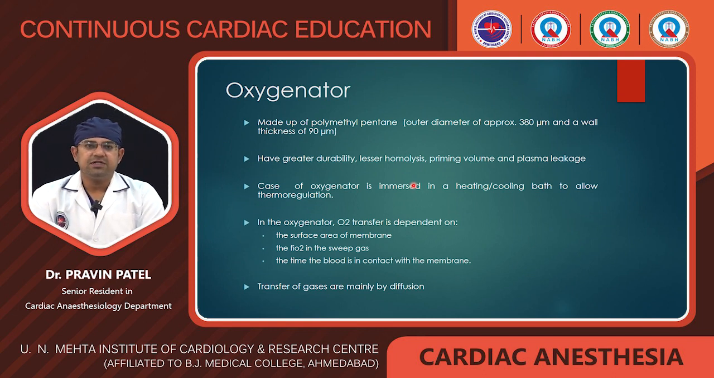Nowadays, what we use in our routine practice, the ECMO circuits, they have the oxygenator which is made up of polymethyl pentane, where the outer diameter is 380 micrometer and the thickness is 90 micrometer. The advantage of this polymethyl pentane is they have a higher durability. They have lesser chances of hemolysis, lesser requirement of priming volume, and also the plasma leakage is less, which is very problematic with the polypropylene type of oxygenator.